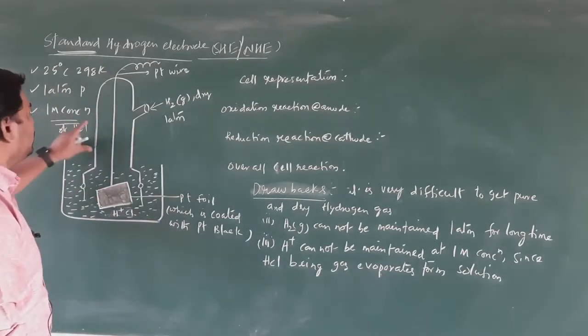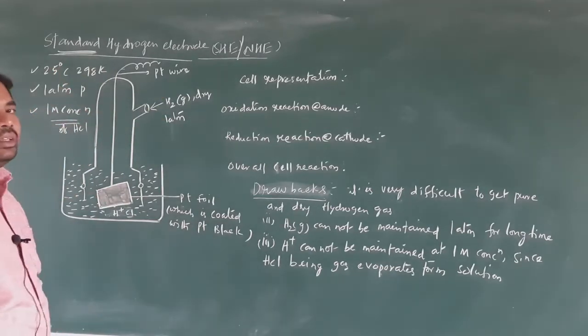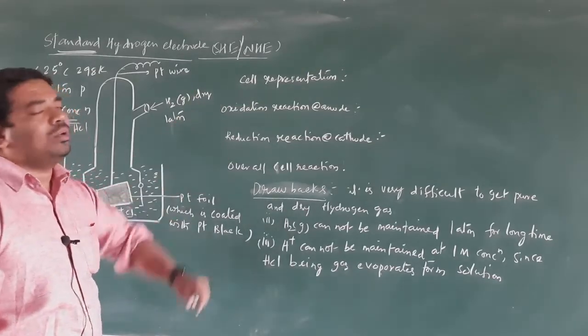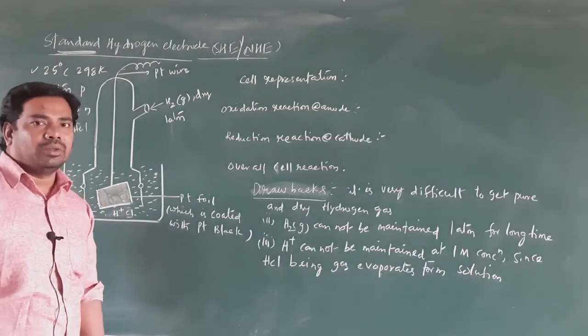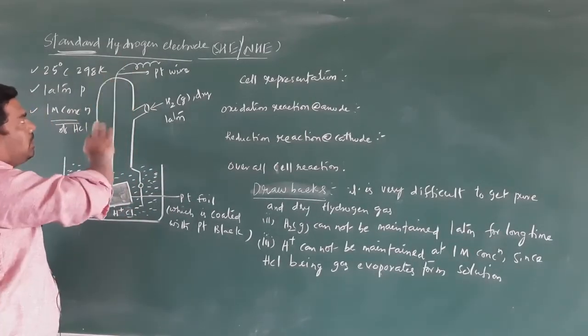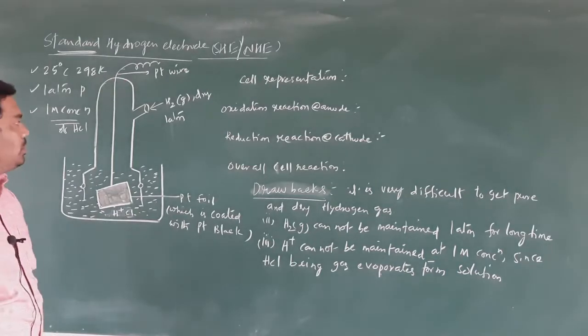So all these electrode reactions proceed under stable conditions. That's why it is a standard hydrogen electrode, or we can call it a normal hydrogen electrode. Clear, students? Please see here, this is the setup of a standard hydrogen electrode.